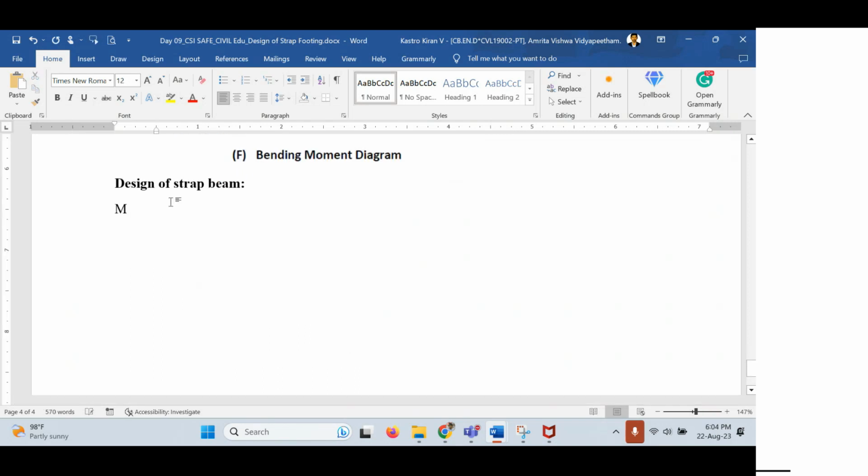So we know the max moment, that is M equals 211.5 kilonewton meters, right? So from this, we are going to look into the factored moment, which is given as Mu equals 1.5 times 211.5. So this will be 317.25.